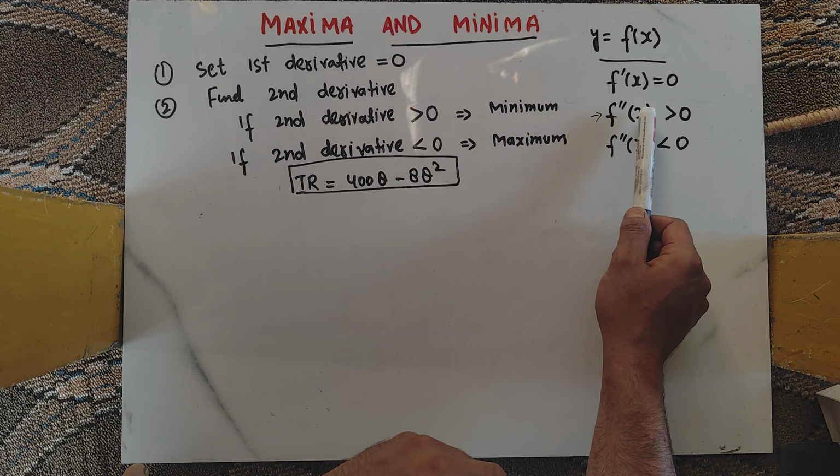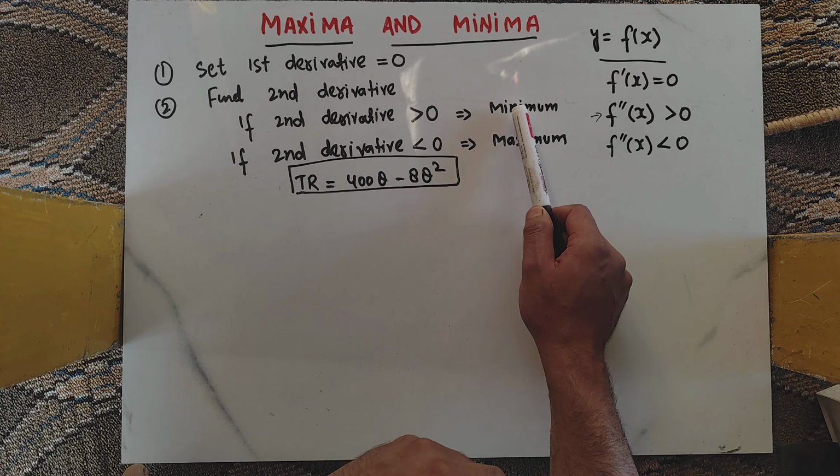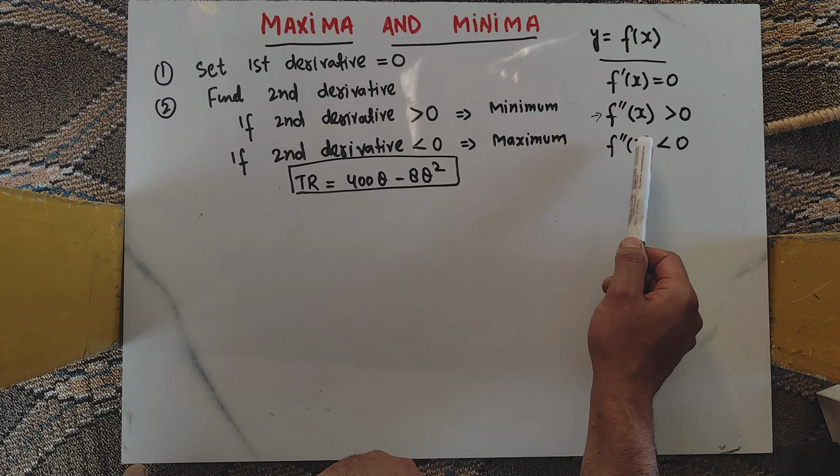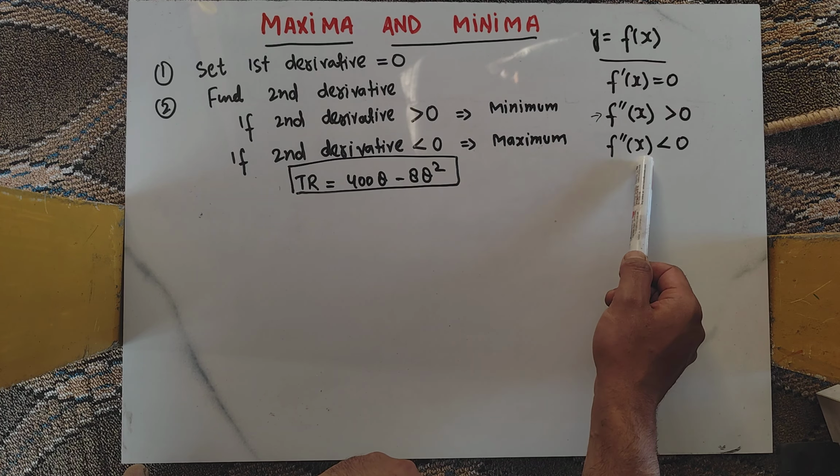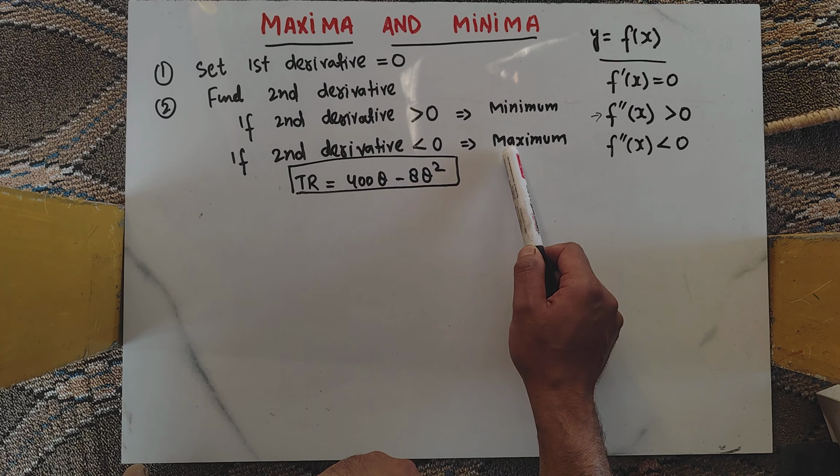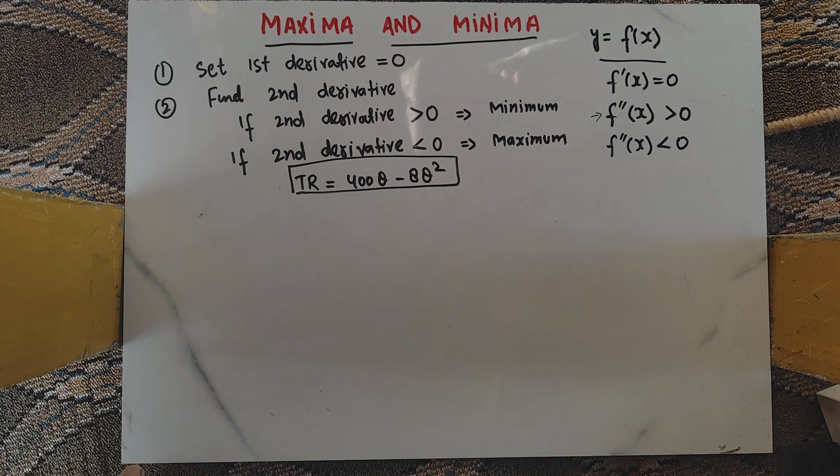If the second derivative comes out to be greater than 0, we get a minimum point. If the second derivative is less than 0 when we evaluate it at the critical points, then we get the maximum point.